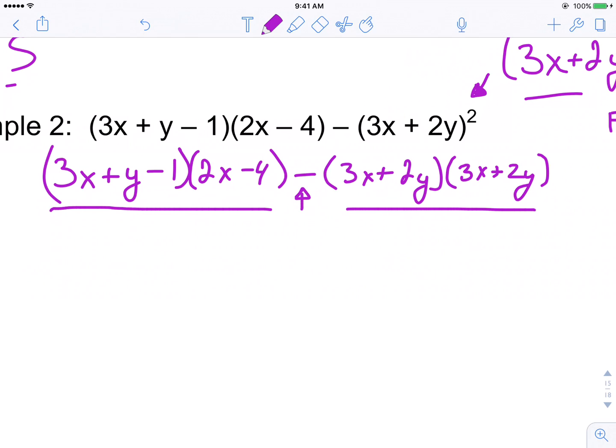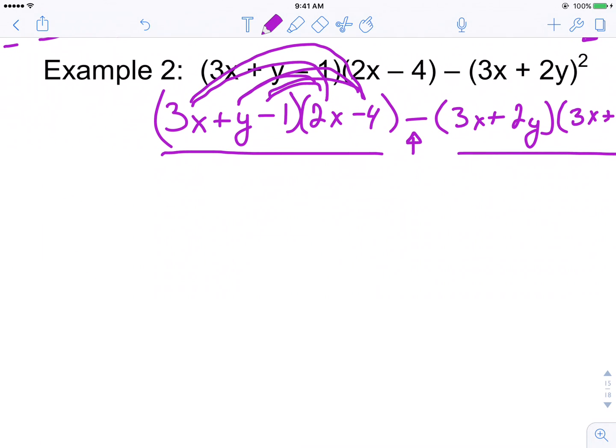So this is 3x plus y minus 1 times 2x minus 4. What it means is I have to multiply this 3x times 2x, 3x times the 4, y times the 2x, and y times the 4, minus 1 times the 2x, and minus 1 times the minus 4. We have to make sure that we multiply everything all out. If you wanted to write down the intermediate steps of the distributive property, it would look like this.